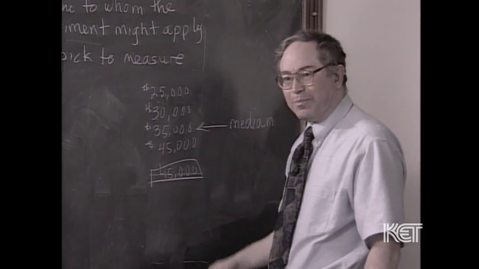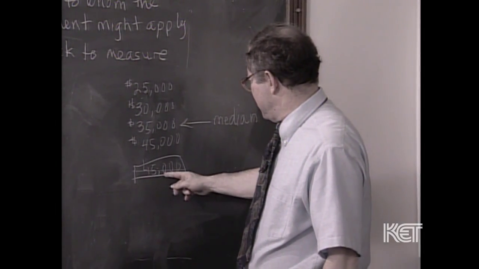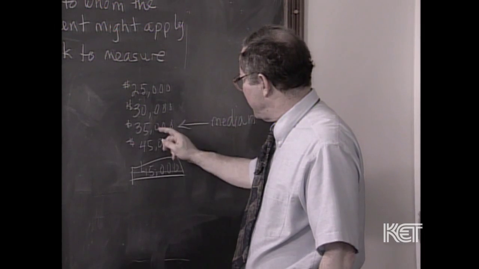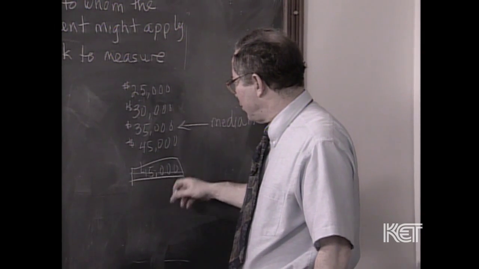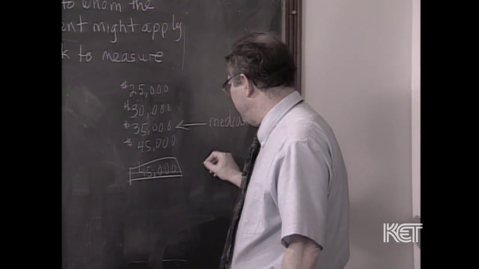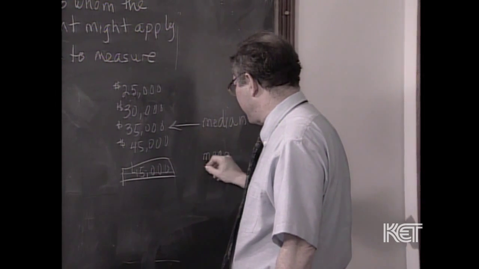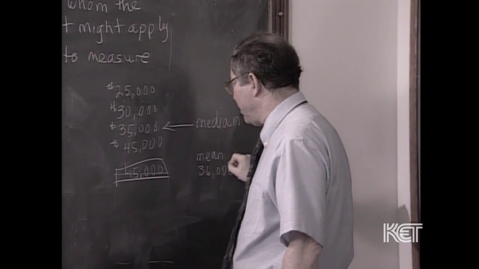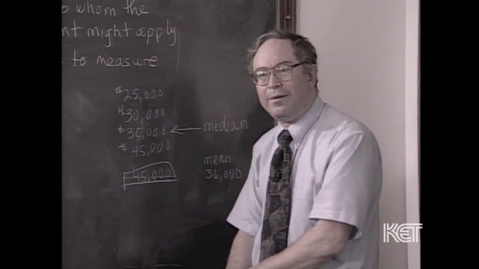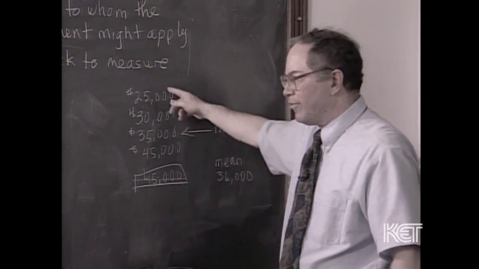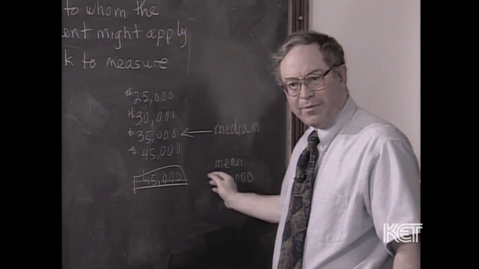Then I add these up. I don't know what it is when I add them up. 90, 60, 80. It turns out that the mean is 36,000. It's 180,000 divided by 5. The sum of these divided by 5.